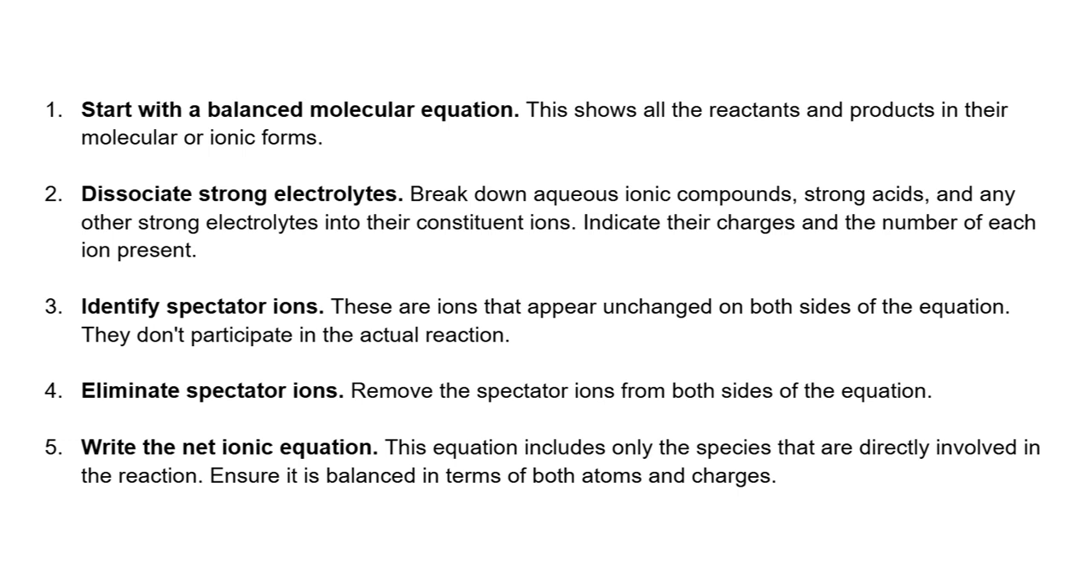Step 4 is to eliminate those spectator ions. We remove them from the equation. So anything that is the same on both sides of the equation, that means the same charge and the same phase on both sides of the equation, we can simply remove it. And then step 5 is to write the net ionic equation. We just write whatever's left over, and at this point it should actually already be balanced.